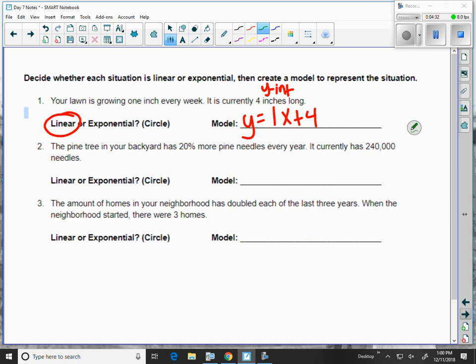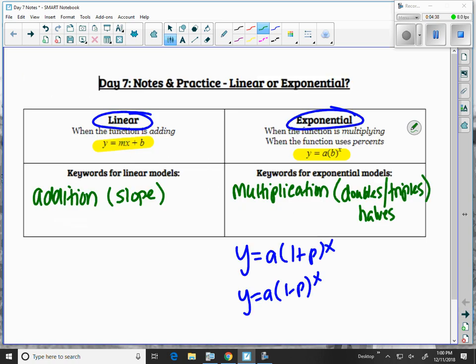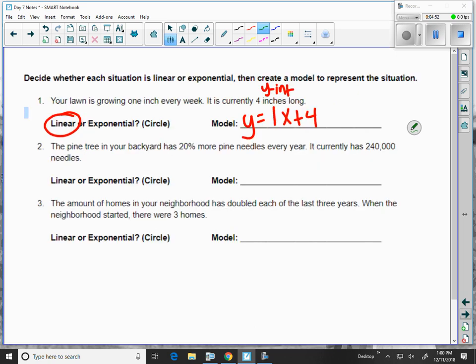All right. The pine tree in your backyard has 20% more pine needles every year. Guess what Mrs. Krasser forgot? She forgot to tell you the starting number of pine needles for an exponential. Okay, let's write that in there. We can also have percents. So we can have doubles, triples, halves, or we can have a percent. As soon as we see that there's a percent, guess what it is? Exponential.